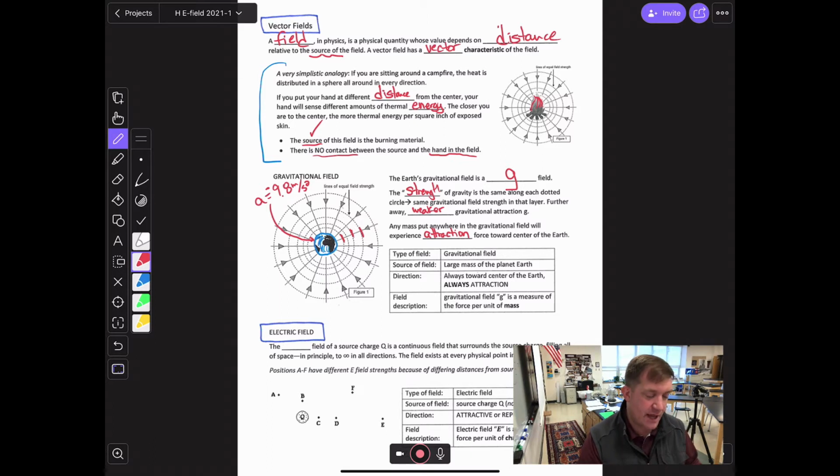Let's examine that. So this gravitational field has a name. We call it gravity. It's got a source, the large mass. So every single field has to have a source. It has to have a direction.